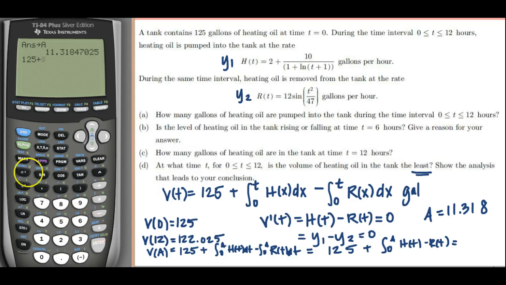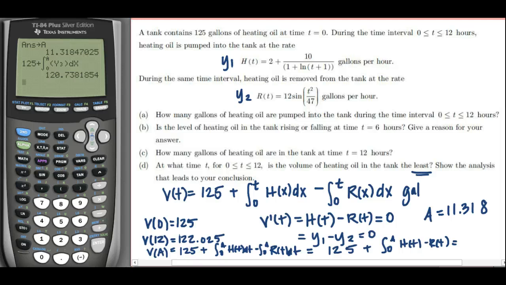to say plus, and then math 9, the integral from 0 to A of Y-VARS and then y3. So y3 was y1 minus y2. So I can do that instead. Which is going to take the calculator just a couple seconds longer because now it has to reference some other functions, but definitely not too long. So that means that 120.738 is my answer to V of A. So the minimum value, that's right, 120.738, is the smallest.